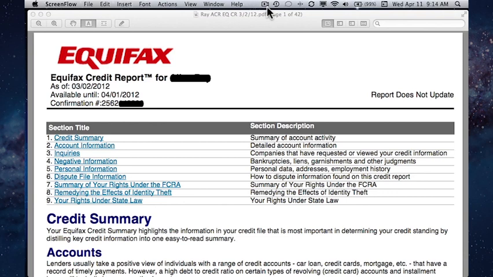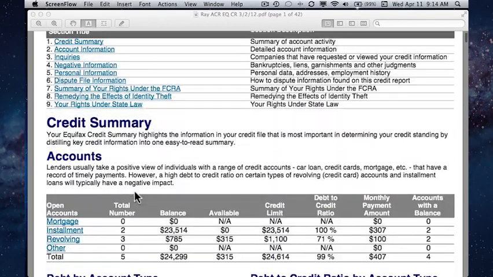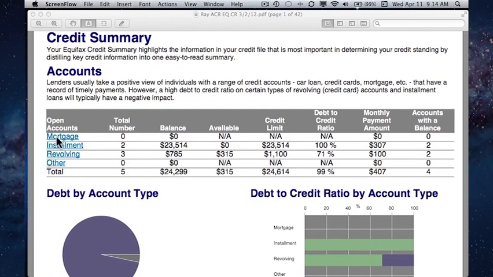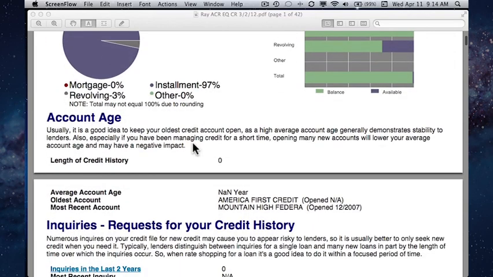So let's begin. First of all, here are the section titles, all the things that we're going to be going through one by one. The first and most important area is the credit summary. They segregate the accounts by mortgage, installment, revolving, and other. So in this client's credit report, you'll see the numbers here. Yours, of course, will vary, but as we move down, some very important things begin to show up.